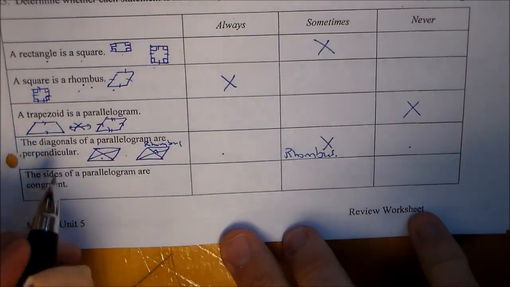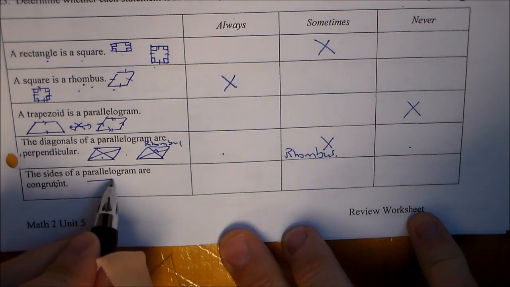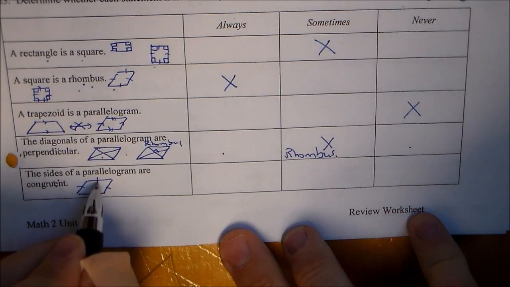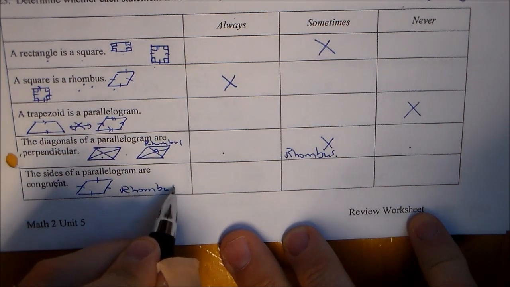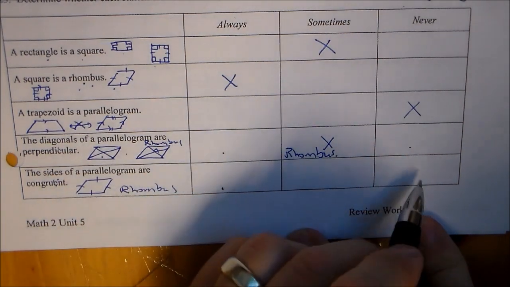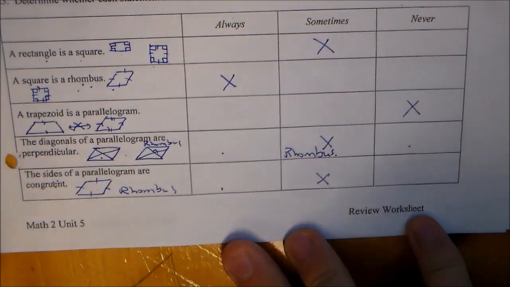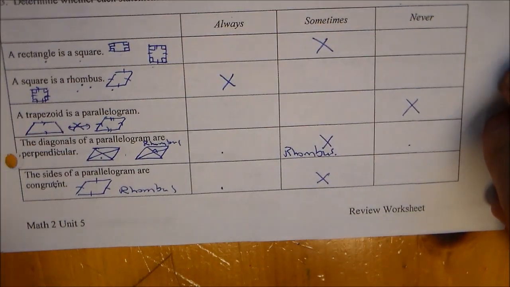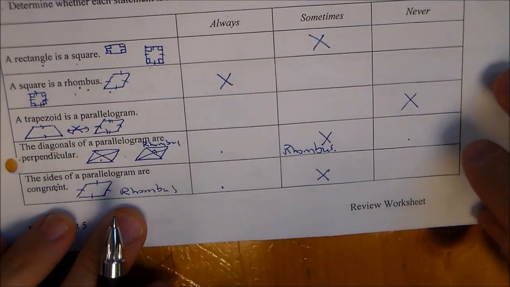The sides of a parallelogram are congruent, very similar to what we just looked at here. If I have a parallelogram where all the sides are the same, it's a rhombus, which means it's not always true, it's not never true, it's sometimes true. The sometimes meaning that's when it is a rhombus. The other times would be maybe it's a rectangle, or maybe it's just a regular normal parallelogram that we don't know all the sides are the same.